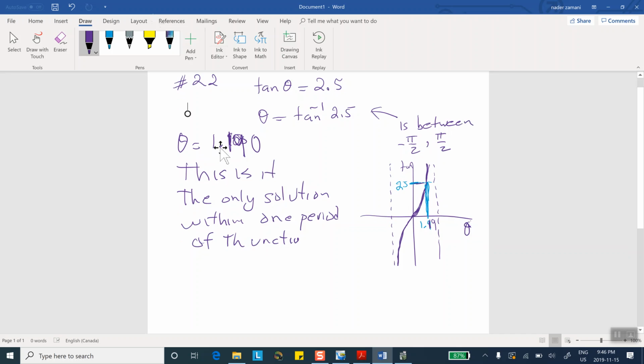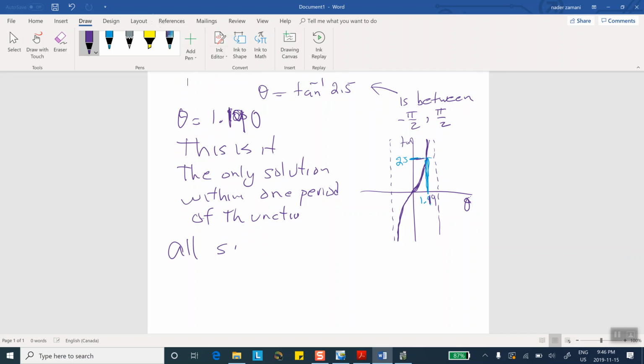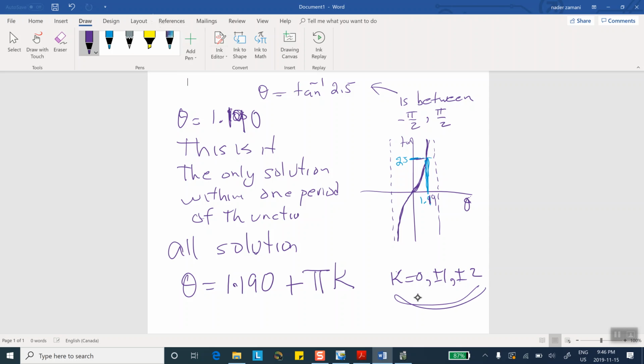There's nothing else, and therefore, if you want all solutions, just take whatever you got, 1.190, and add to it multiples of the period. The period for the tan function is pi. Go back to your notes from a month ago. So pi times k, where k is equal to 0, plus or minus 1, plus or minus 2, etc. And if you want 6 solutions, just select 3 values of k, stick them in there, and you can see the answer in the back of the book. Actually, you may not see it, because your values of k may be different from their values of k. All right, let's do the next one.